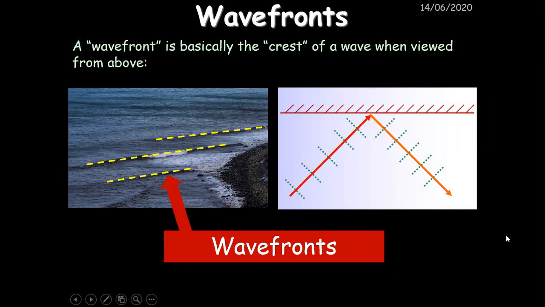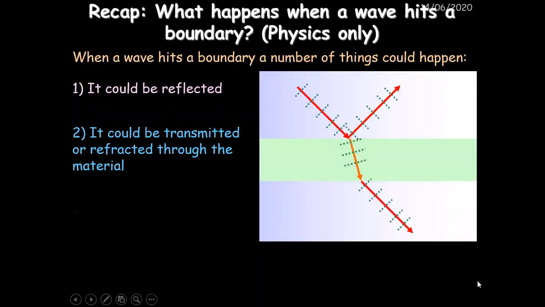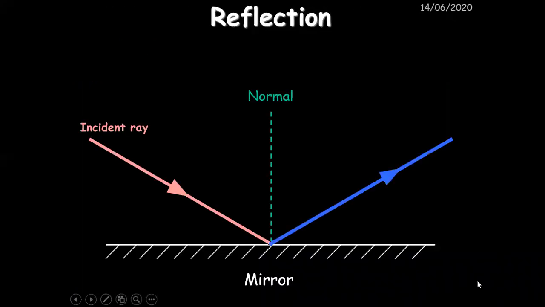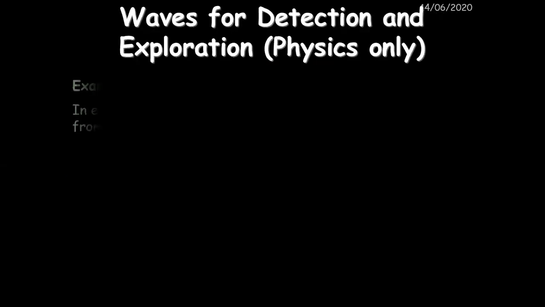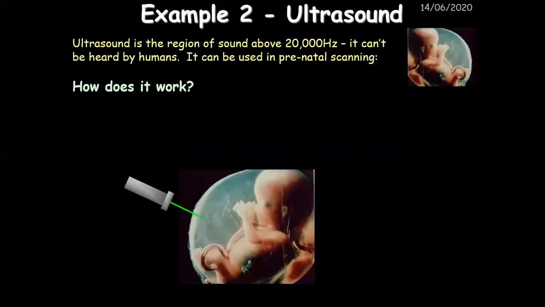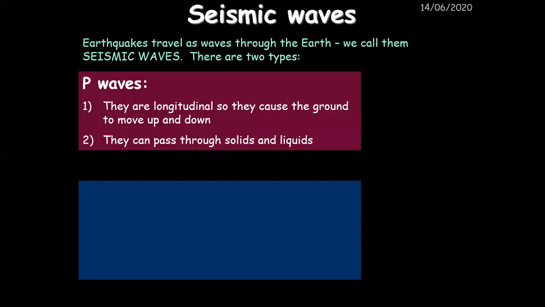We can also use a top view to show refraction. And this is what you'll do at the higher paper, which all of you are doing. And this is why on the PowerPoint they say higher tier only. You'll see this in A-level physics. You'll see this in A-level maths as well sometimes, especially if you're doing mechanics. Right, let's go back to it.